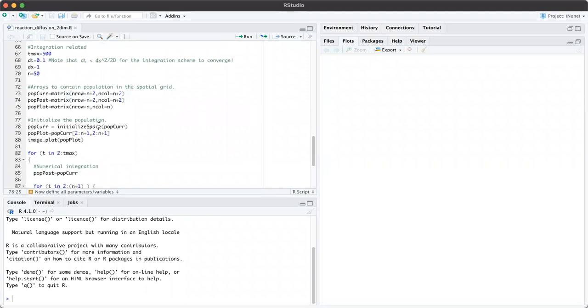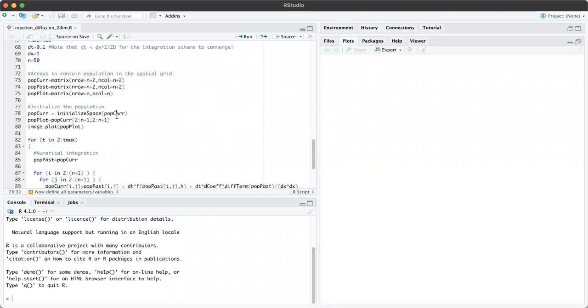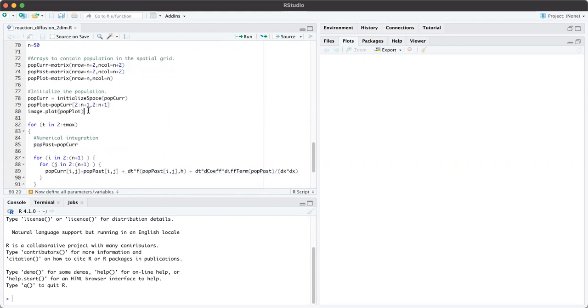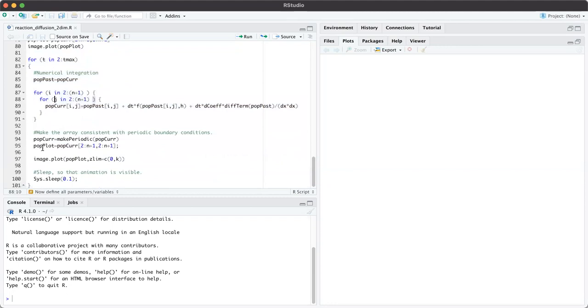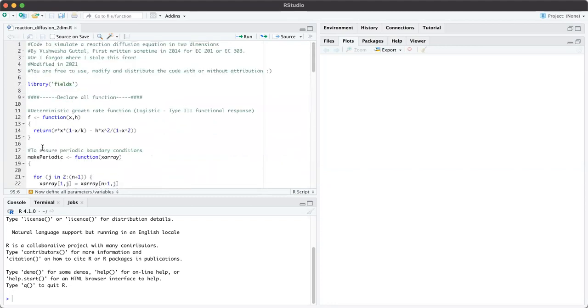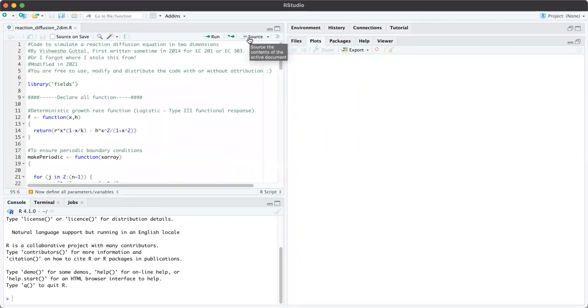I initialize the population using the initialization function, and then there are a few manipulations I do. The image.plot is the one that will plot the 2-dimensional surface. And then we do the integration here, with the same principles of integration, and then we plot them. So all is in place. We just now run the code. Remember what I have done. We are basically running a logistic model with diffusion. Everywhere there is 0, there is no population density, but exactly at the center of the landscape, I have planted a lot of individuals.